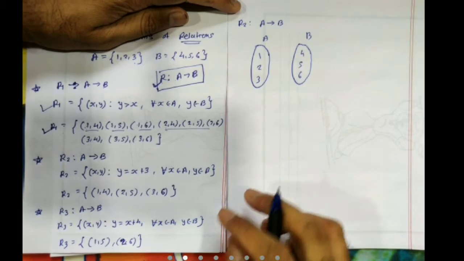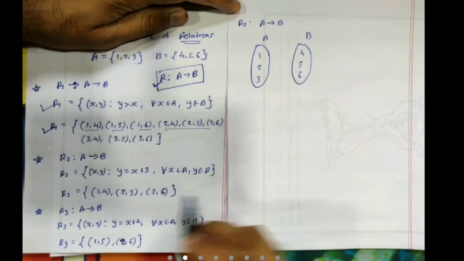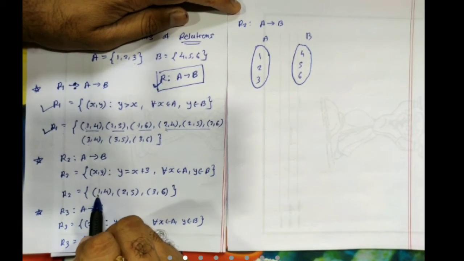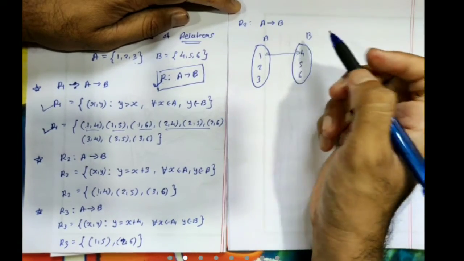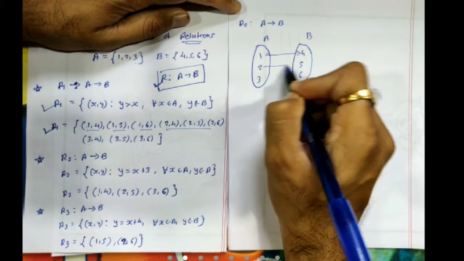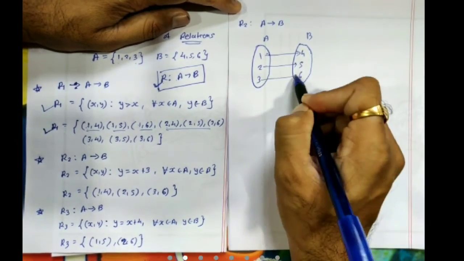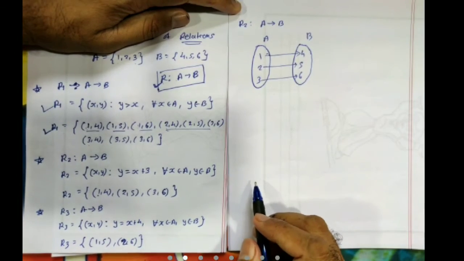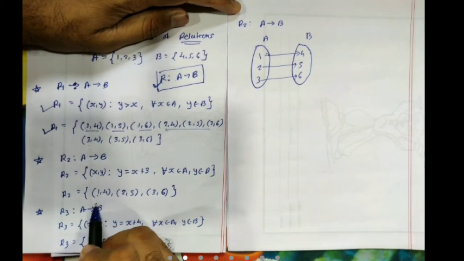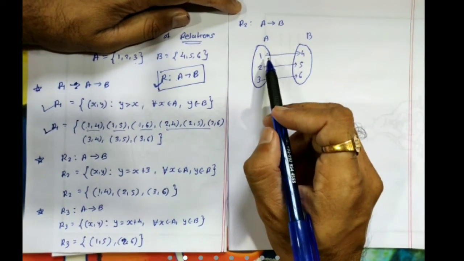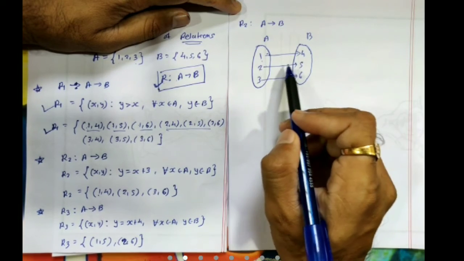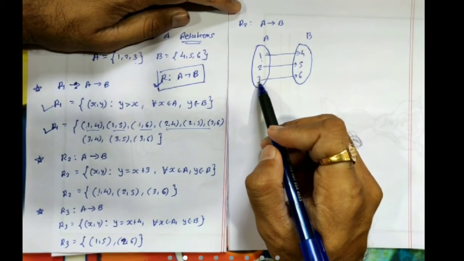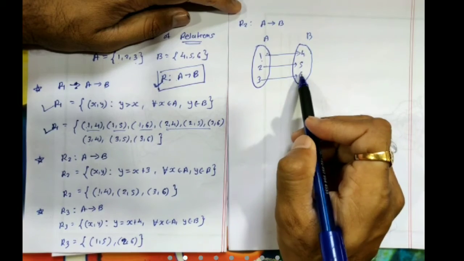Now mapping. What is the mapping? Relating element 1 with 4. So 1 का 4 के साथ connection, that is called mapping. 2 is related to 5 and 3 is related to 6. So here for relation R2 we can say that the image of 1 is 4, the image of element 2 is 5 and the image of element 3 is 6.